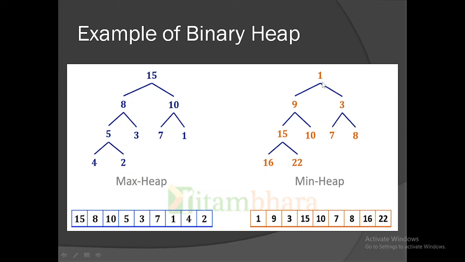And also the array representation is the same: we have to do a level order traversal and store it into the array. So if we store it, what will be the values? 1, then 9, then 3, 15, 10, 7, 8, 16 and 22. Similarly, with level order, we go level by level, and in the same order we store it into the array. So this is an example of max and min heap.